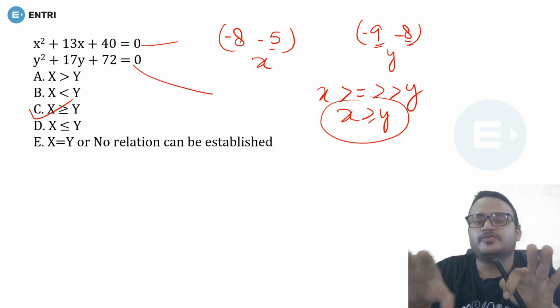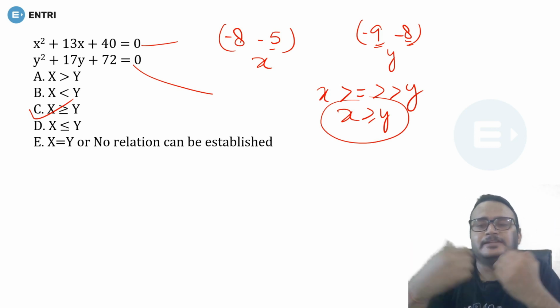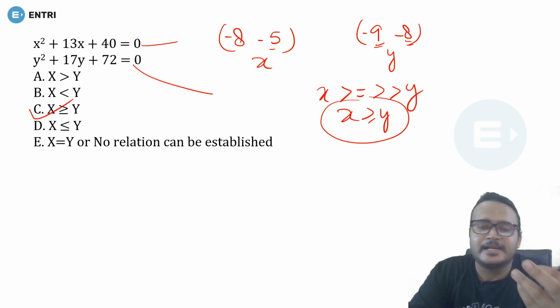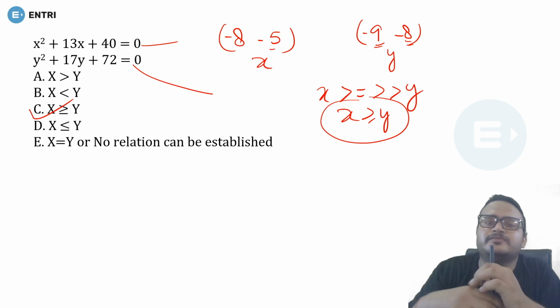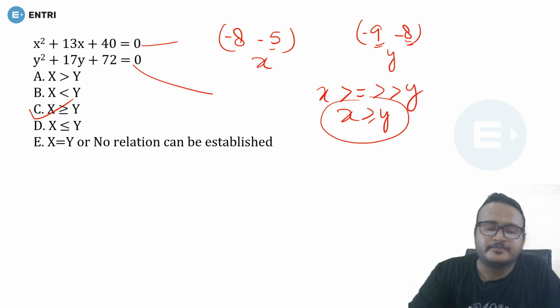By seeing the numbers, you can make the comparison, because minus 8 is greater than minus 9 and is equal to minus 8, and minus 5 is greater than minus 9 and minus 8 as well. So guys, this will be the right answer.